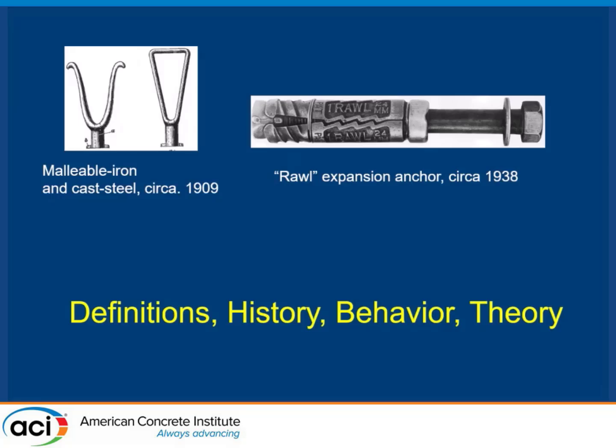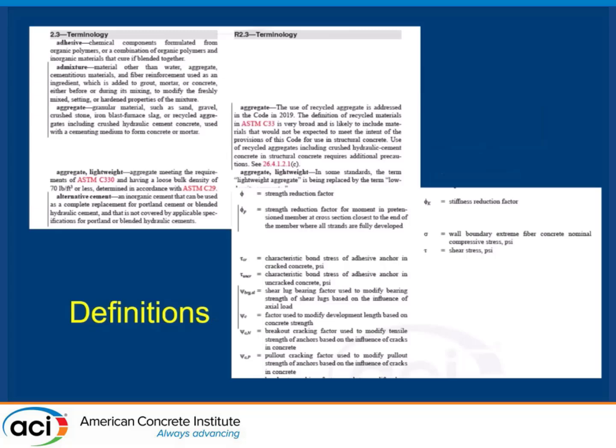I will talk about definitions, history, behavior, and theory, and then we'll take a little break to talk about things, maybe get a glass of water. So this is kind of just, let's dive in a little bit to see what we're talking about. So as you can see here, anchors have been around for a little while. How we define what the different types of anchors are is back in our definitions. And so that's what I was talking about earlier, why definitions are so important. So adhesive anchors, post-installed anchors, expansion anchors, those types of things are all defined up in front in terminology if you're looking for that. And then of course all the variables using all the equations are in the notation section.